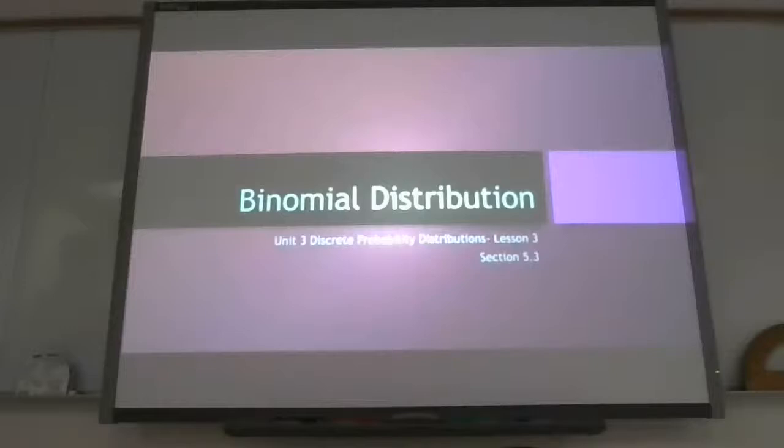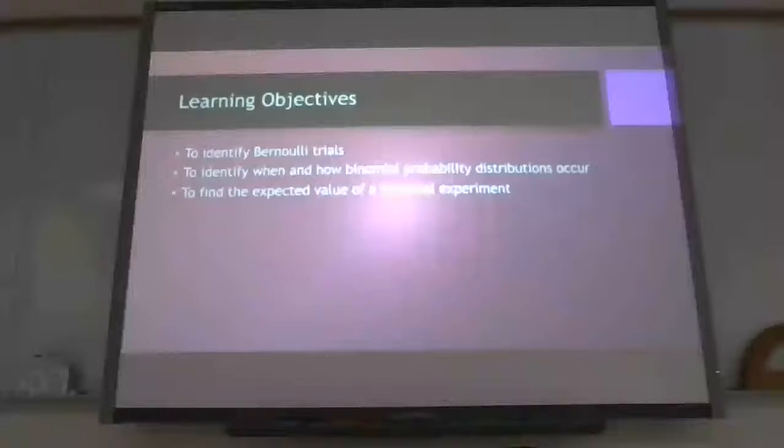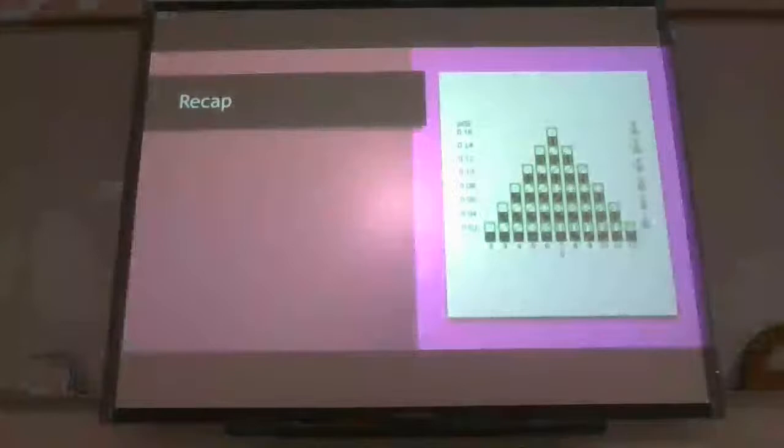What you're going to learn today, and again, don't worry about writing the learning objectives. You don't have to write them down. We're going to talk about what a Bernoulli trial is, and then we're going to identify when and how we use binomial probability. The last thing we're going to talk about is how to find the expected value of a binomial experiment. That last part's actually pretty good. It goes by pretty fast.